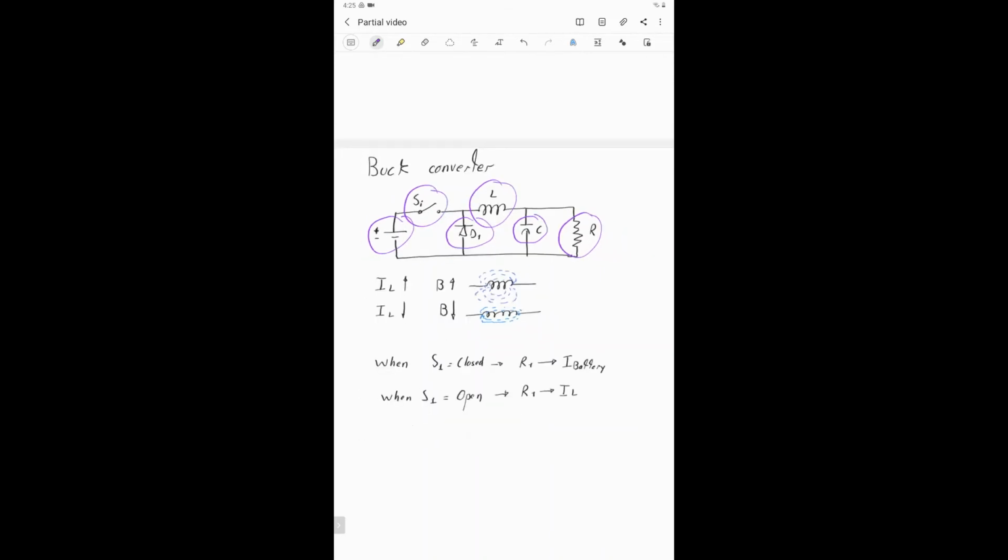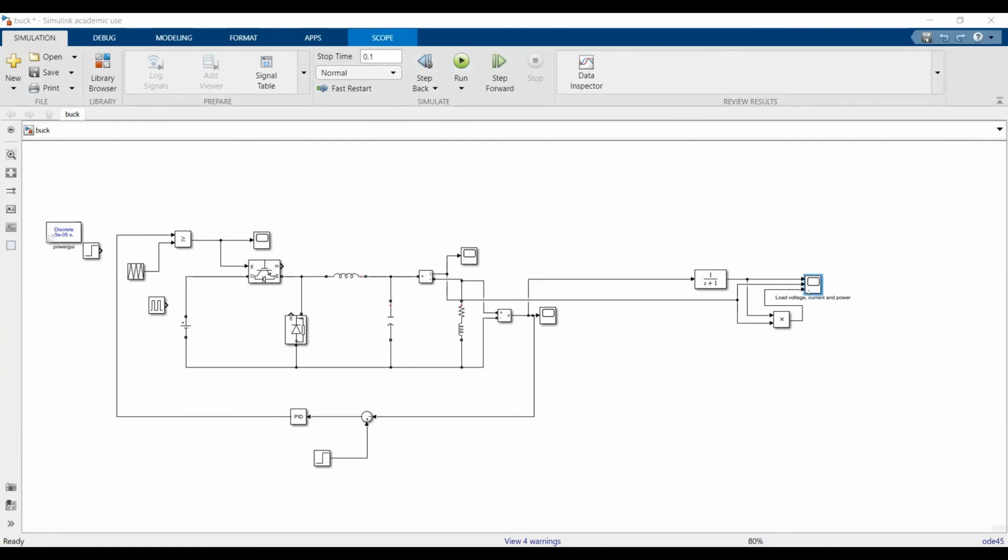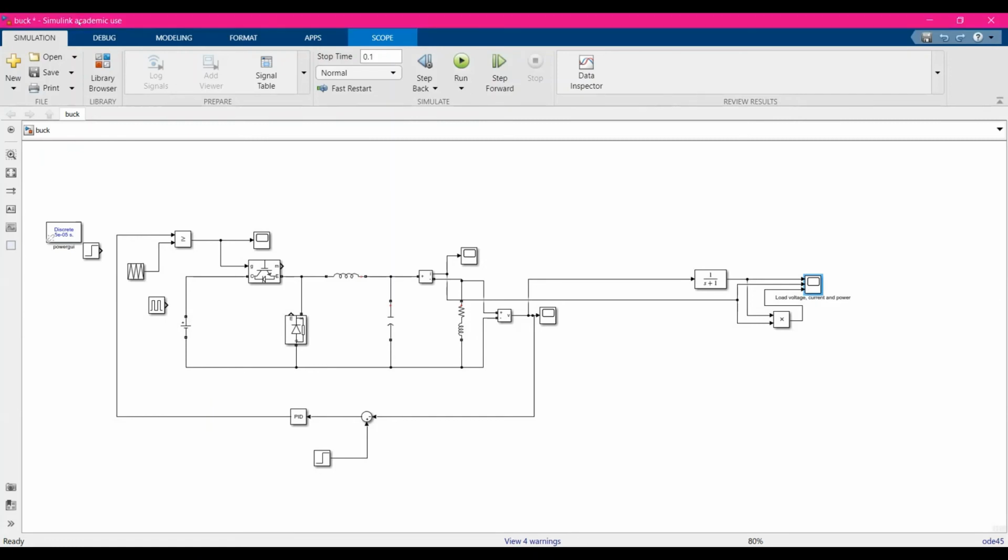Now we're going to show the simulation of the boost converter here. So run it. Let me close it again. We're going to do it really fast. Okay, so we are here with the boost converter simulation.